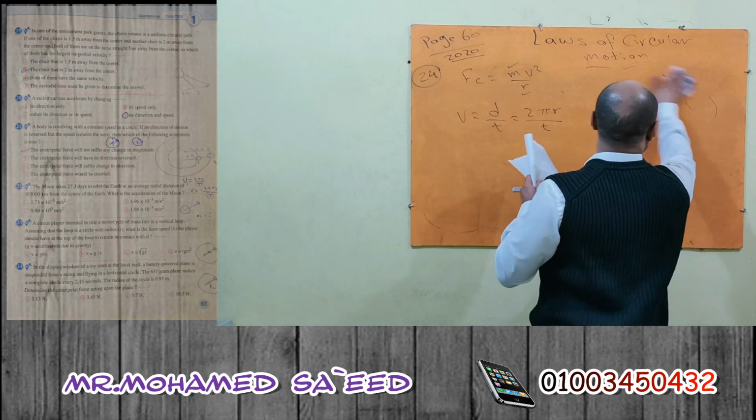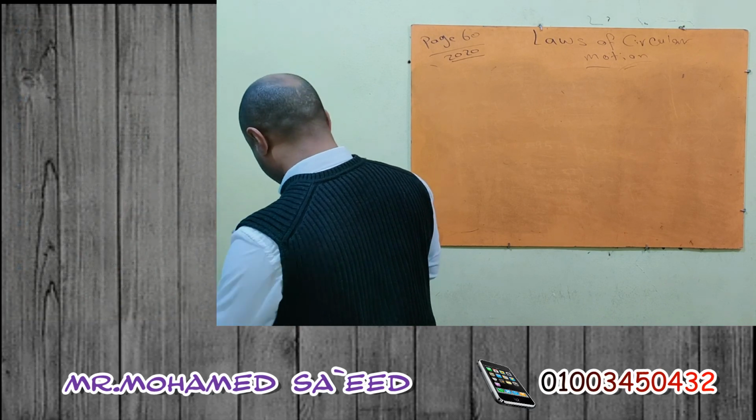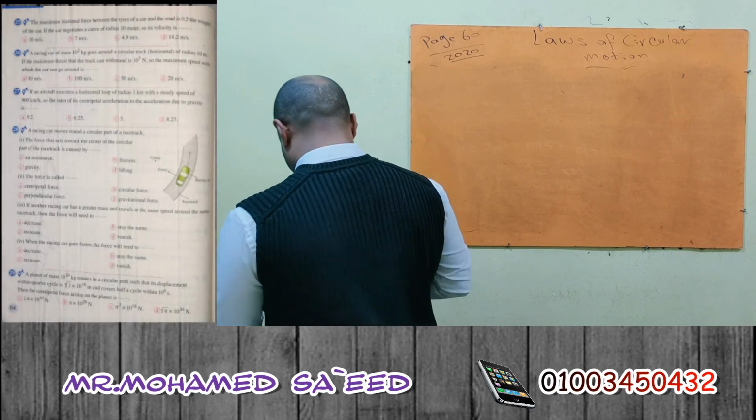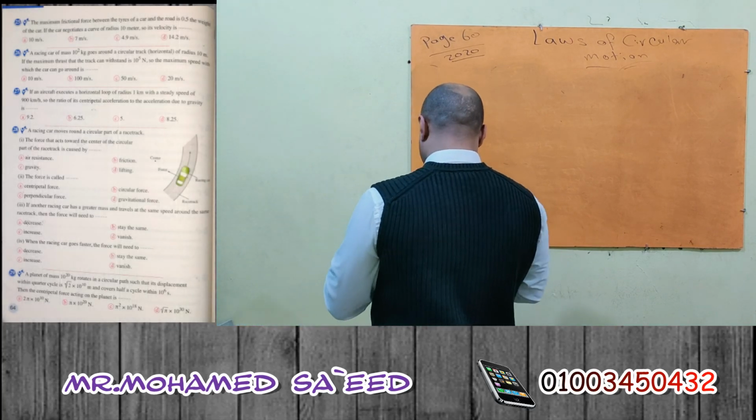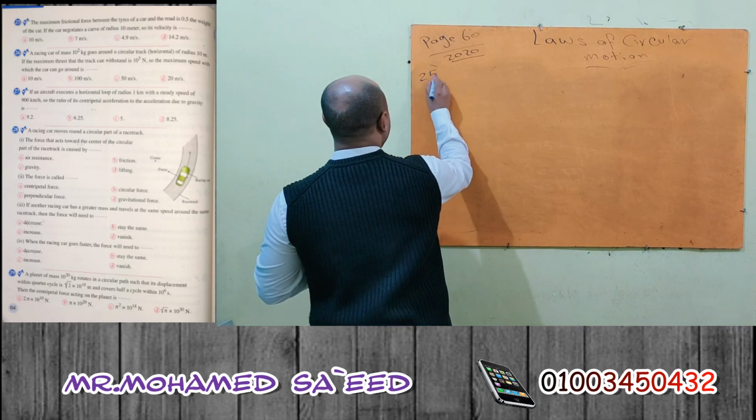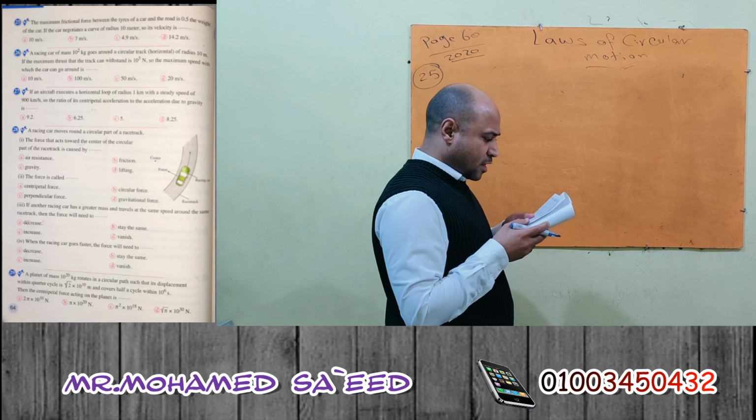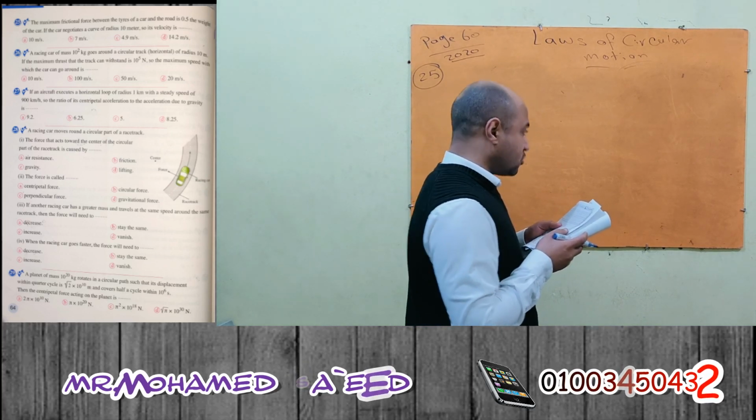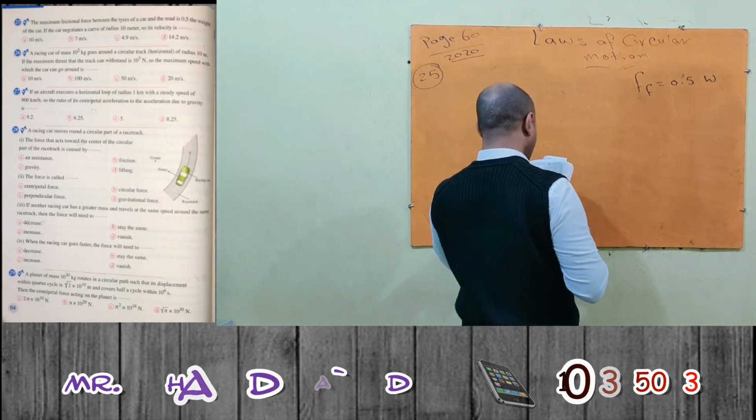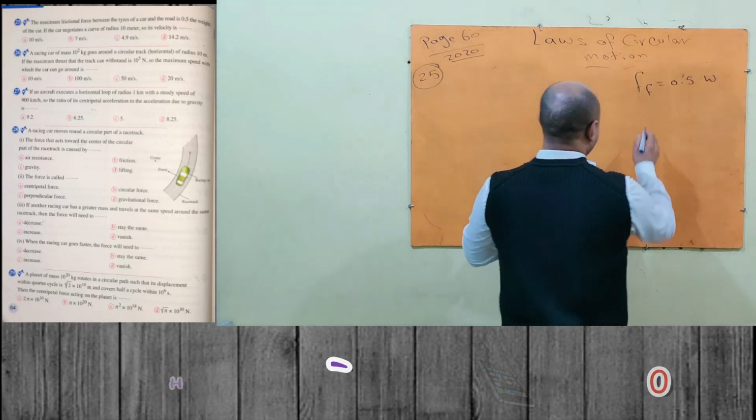The next question, question 25. The maximum frictional force between the tires of a car and the road is 0.5 the weight of the car. Friction force equals 0.5 the weight of the car. If the car negotiates a curve of radius 10 meters.